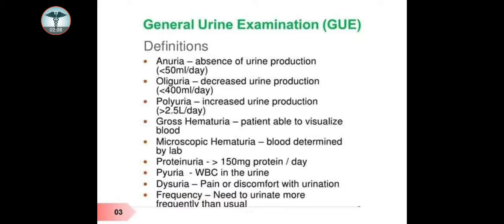Pyuria is the presence of pus cells in the urine. Dysuria is pain or discomfort with urination. Frequency is the need to urinate more frequently than usual. We can say that when a person goes to the toilet and urinates frequently, the frequency of urination has increased, or sometimes the frequency of urination decreases.